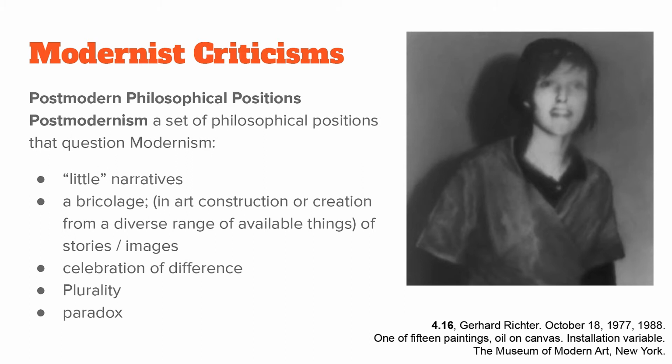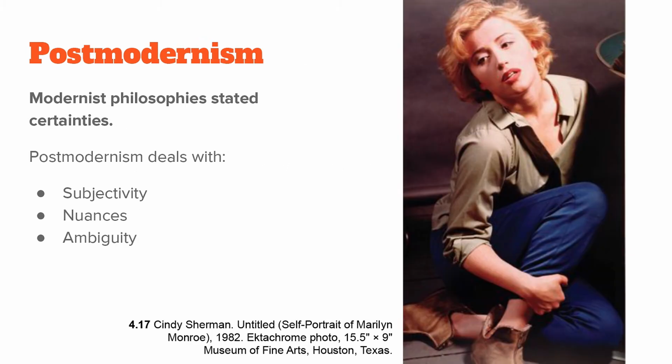Postmodernists were very interested in stuff that was outside that mainstream. They would embrace the idea of paradoxes, which is artwork that isn't supposed to make sense, that isn't supposed to be fully understood. So modernists were really interested in certainties, things that are knowable, as if it is objective.